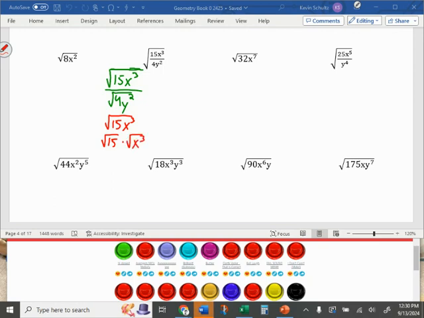Can we do anything with root 15? No. We can't simplify it, and that's okay. Less work for you to do. So this is just going to drop down, because we can't do anything with that. It's already in simplest form there.